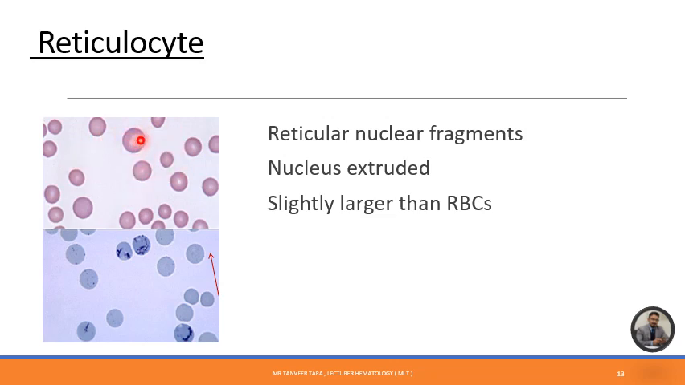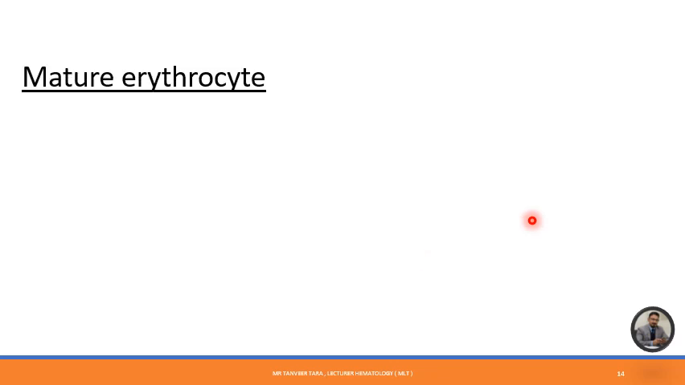This is a large cell, slightly larger than the red blood cell. So the reticulocyte has reticular nuclear fragments. The nucleus is extruded here, in the previous stage, the polychromatophilic stage, and it is slightly larger than the red blood cell. Its normal count is 0.5 to 2% of all erythrocytes, and then we have the mature erythrocyte.